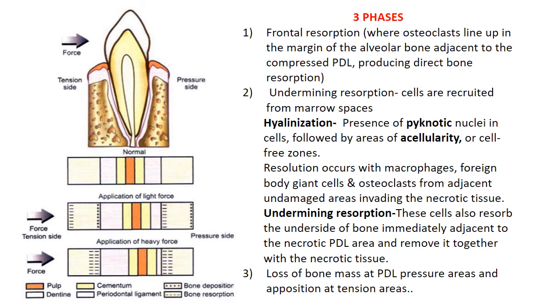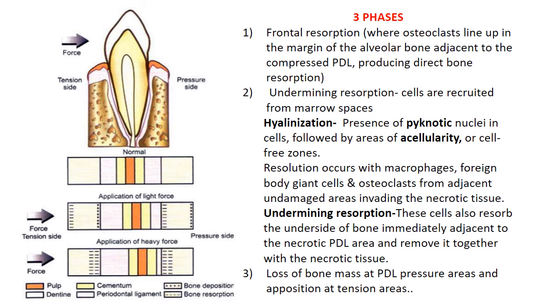So what happens? The resolution of this mass is going to occur by the macrophages or the foreign body giant cells, or the osteoclasts. From where will they come? Because we have occluded this pathway. So they are going to come from the other pathway, from the undamaged area, which is the marrow spaces. If they come from the underside, then it is called undermining resorption to clear the hyalinized zone. Now you understand the difference between a frontal and an undermining resorption.